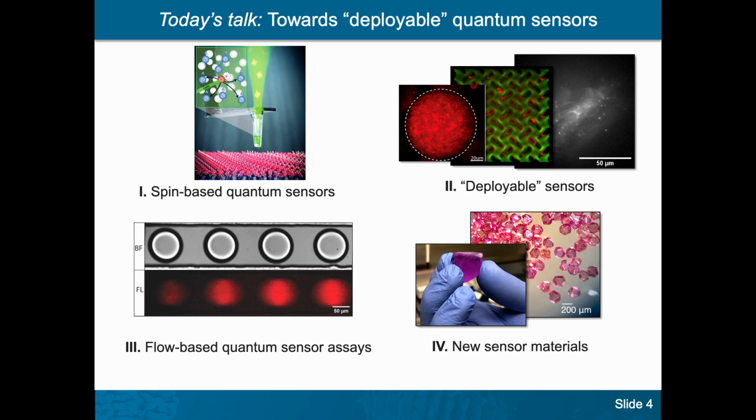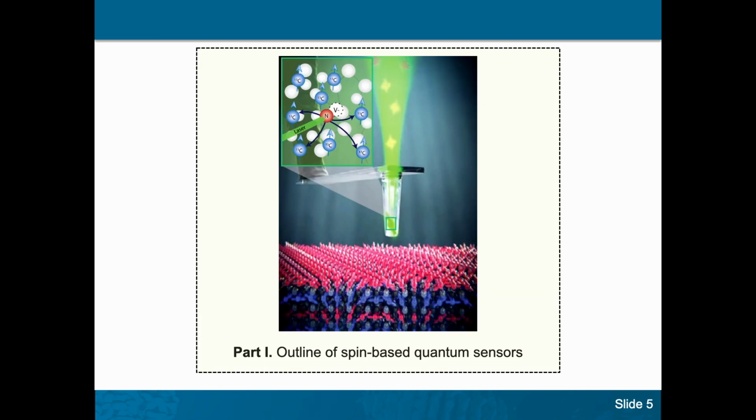And then I'm going to focus some attention on these flow-based sensors for very sensitive assays. And finally, tell you about new materials where quantum sensors can be applied, especially in chemical systems, where I think it's very exciting. A lot of interesting things one could do with it. Right, okay, so some overview first about quantum sensors.